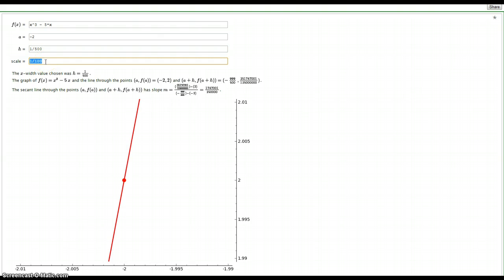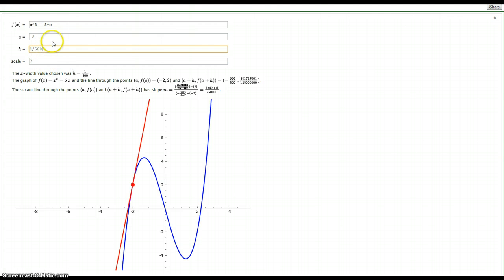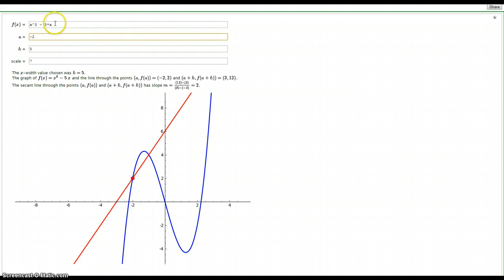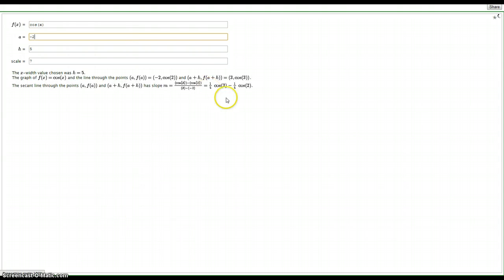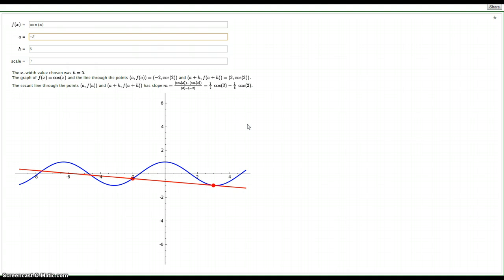Let's go back to that scale of 7. Let's even reset h to, what was it, 4.5. We'll just use 5 because we're a little bit lazy. And let's go ahead and look at another function, right? So we could, for instance, look at cosine of x. That's a perfectly fine function. And we'll get a graph of what's going on here.